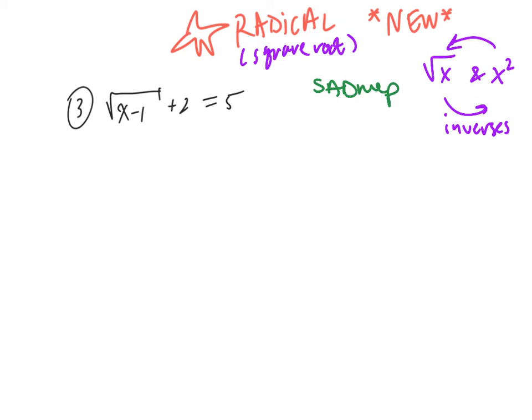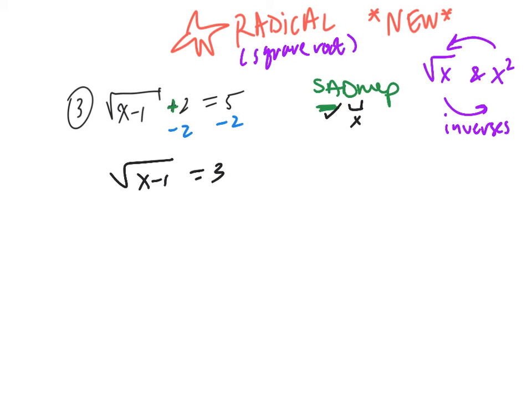So I want to check if there's addition or subtraction. There is. There's this plus 2. So let's get rid of that. The square root of x minus 1 equals, what is that, 3? Okay, so I did that. I do not have anything to multiply or divide. I don't have a number out front.